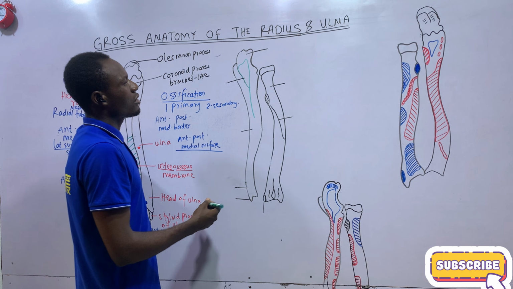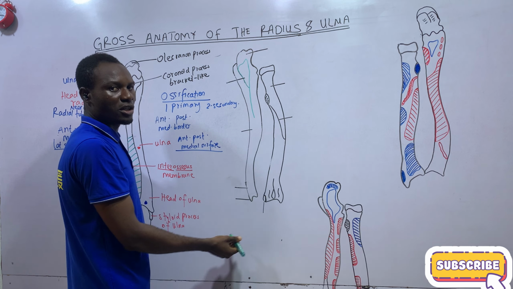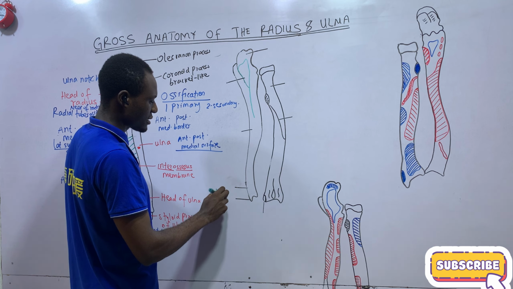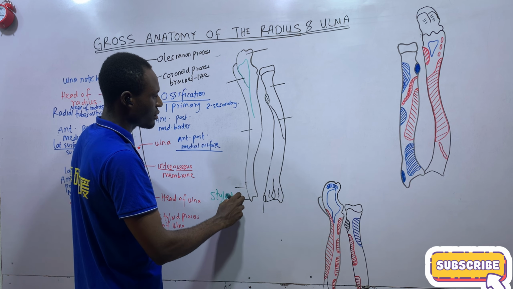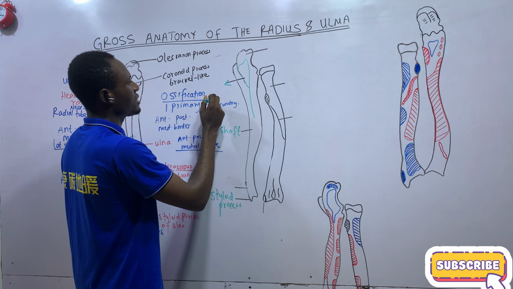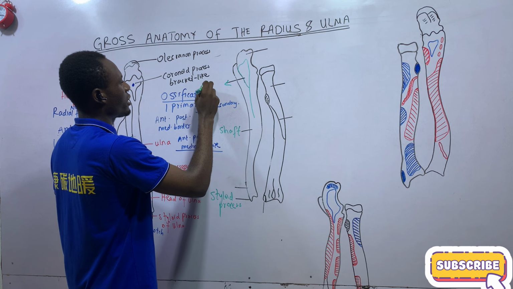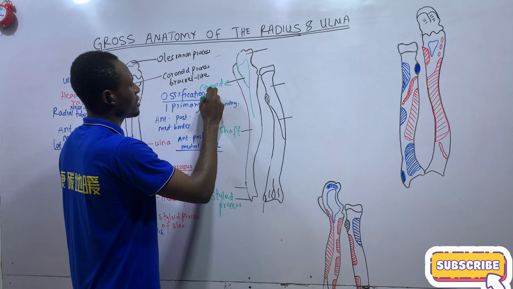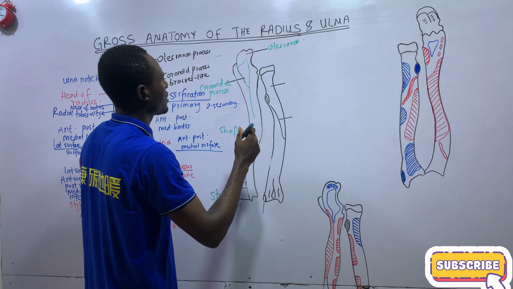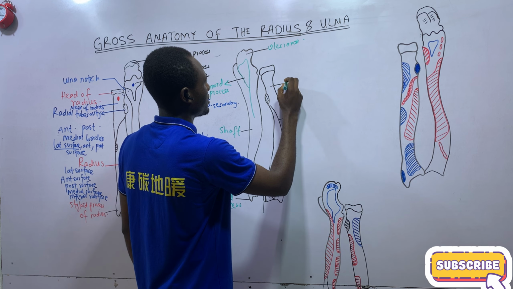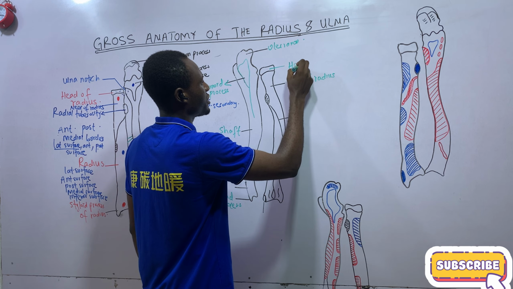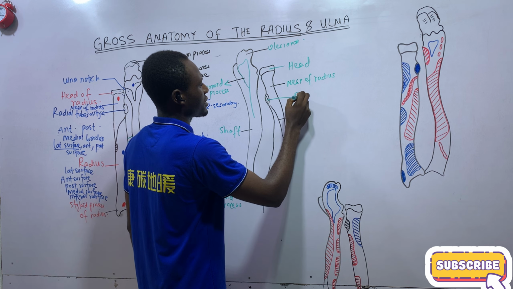All right. So coming this way, this is the posterior aspect of these two bones. What are the things we are going to see right here? Of course, this is the styloid process. This is the shaft of the ulna, and this is the coronoid process. This right here is the cranium, and this right here is the neck of radius. This is the head of radius. This is the radial tuberosity.